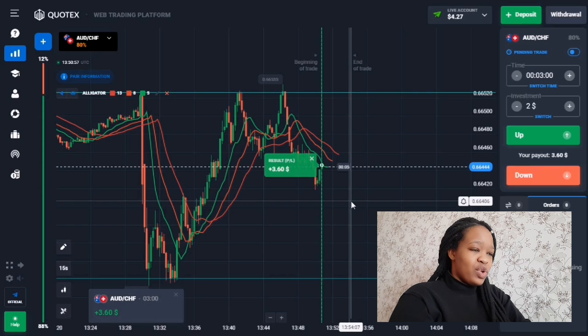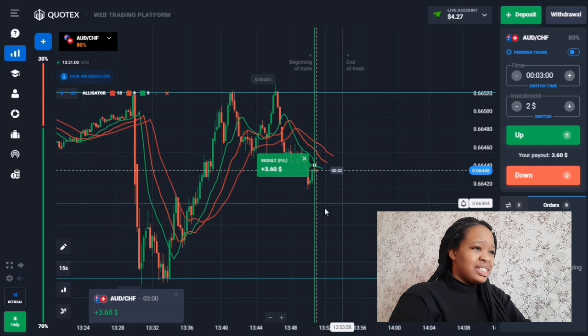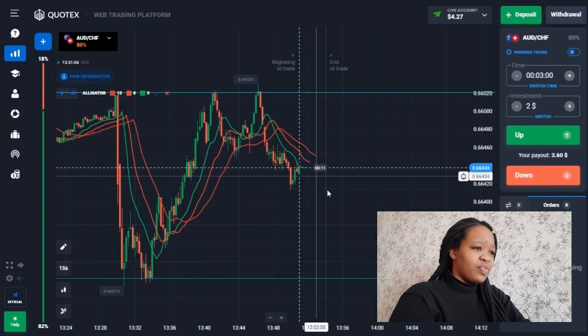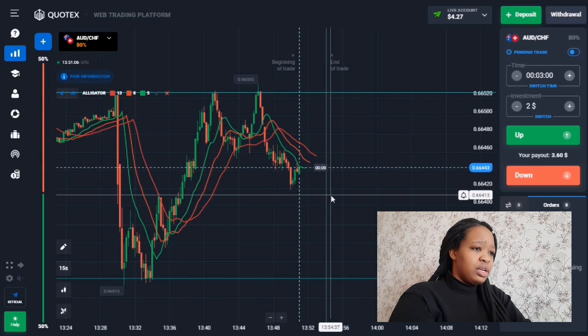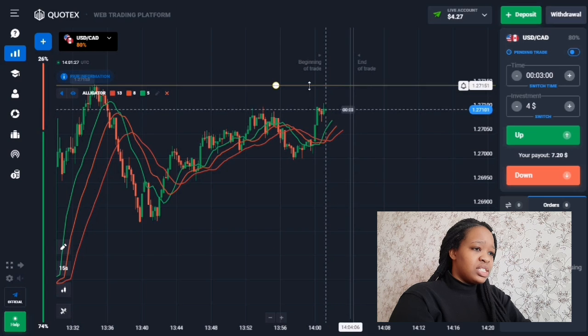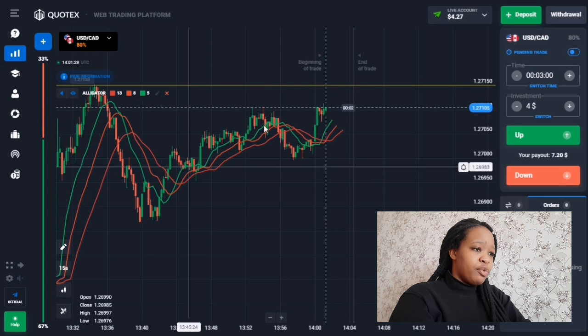Well, it is very nice. The price pulled back down and I've got the profit. The entry point was very good. So let me continue. Well, in this situation, you can see the resistance level and the upward movement.